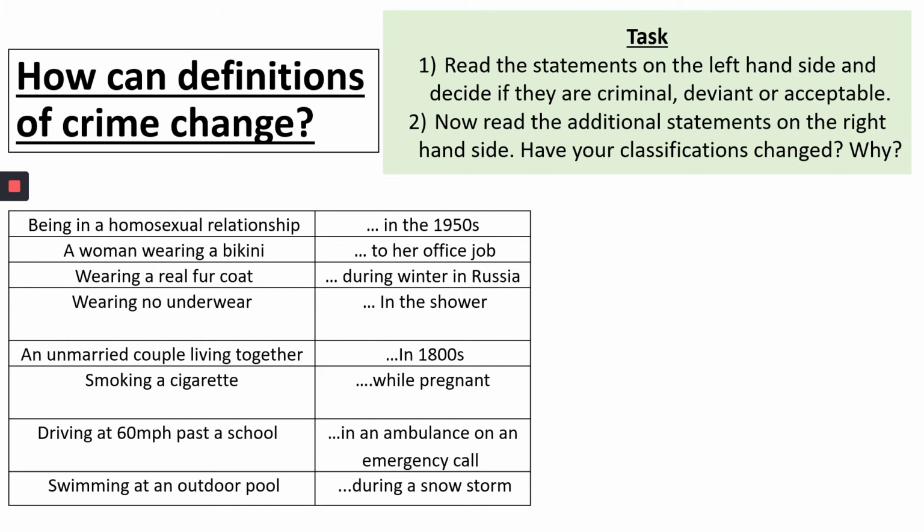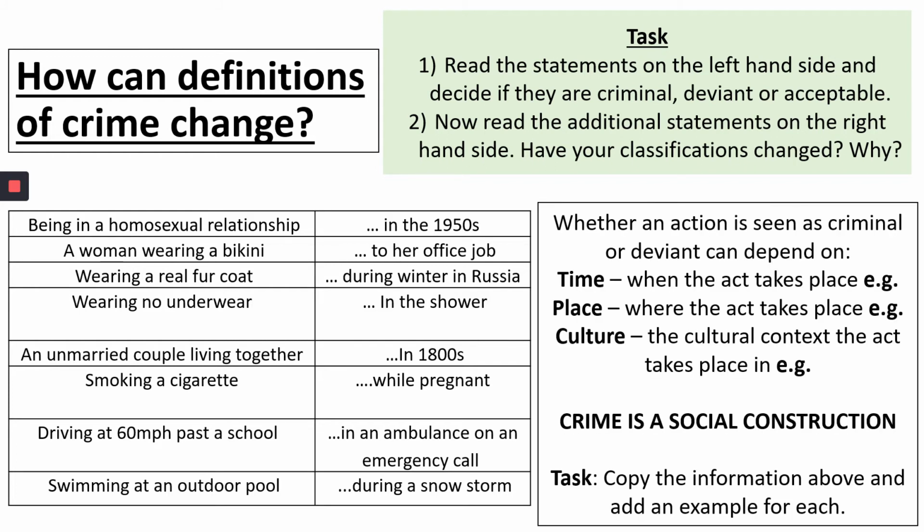The unmarried couple living together in modern day times would be seen as perfectly acceptable, but perhaps in the 1800s might not have been seen as acceptable. So essentially what we're trying to say here is that whether an action is seen as criminal or deviant can depend on three things: the time, so when the act takes place, the place, so where the act takes place, and the culture, so the cultural context of the act. So what we're saying essentially is that crime is a social construction. We create the rules or the laws of the land, and therefore it is created by us.